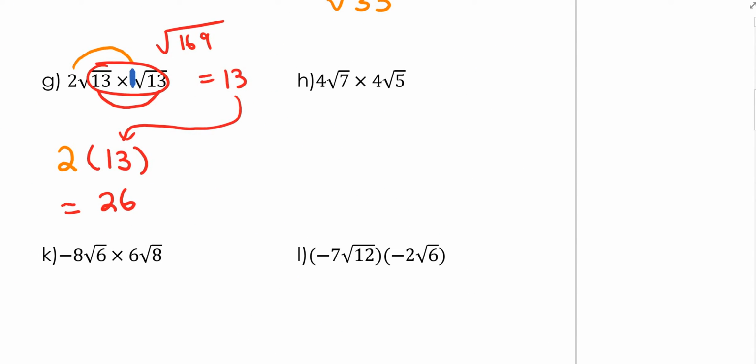Okay, let's move on to letter H, outside with outside. So 4 times 4 is 16, and then we do inside with inside, which is going to be root 35. So 16 root 35.